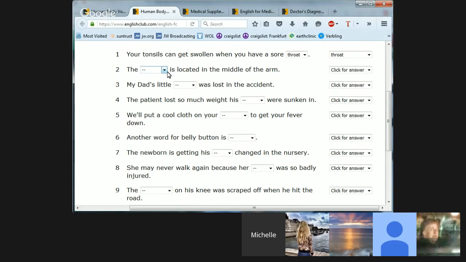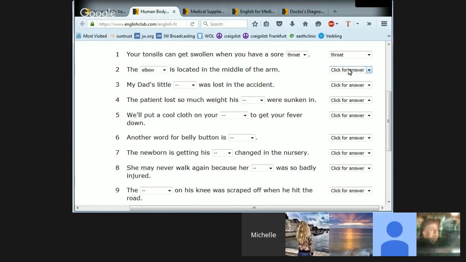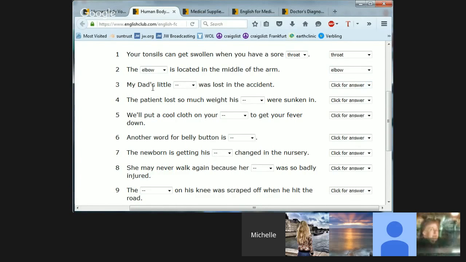Okay, and Jose, can I ask you to try number two? Yes. The elbow is located in the middle of the arm. Okay, that's true. Very good. Great job. Bakri, can you try number three?